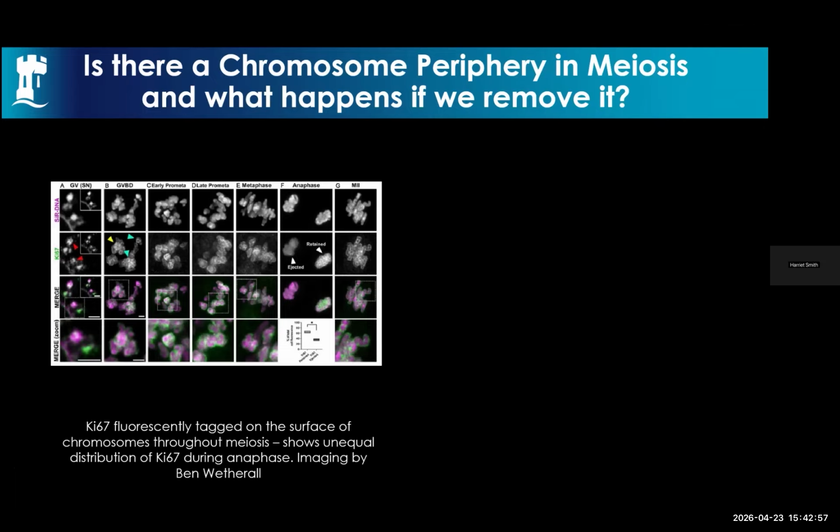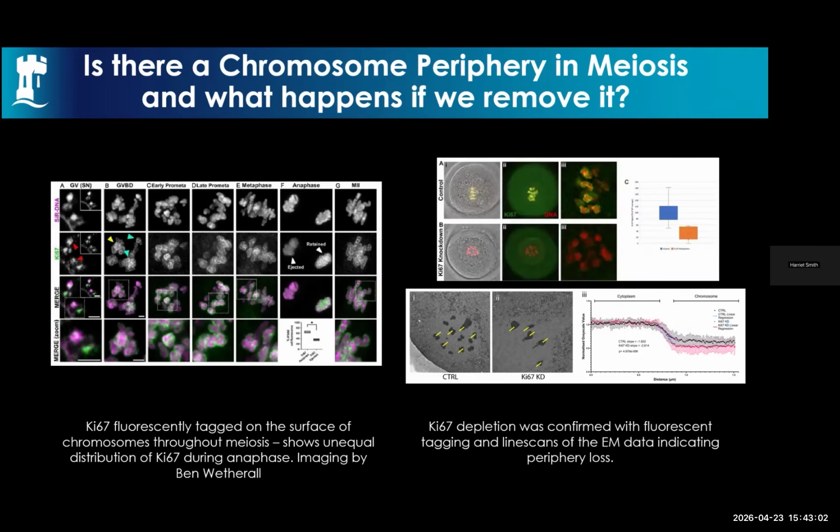Once we knew that there was a periphery, the next step was, of course, how can we remove it? So morpholinos were used to knock down Ki67, and you can see from the imaging here the loss of that periphery around the chromosomes. This was also confirmed with line scans of the electron microscopy. In the electron microscopy, you can sometimes see a little fuzzy coat surrounding those chromosomes, which is the chromosome periphery. And with the fluorescence and the electron microscopy analysis, we were able to confirm periphery loss.